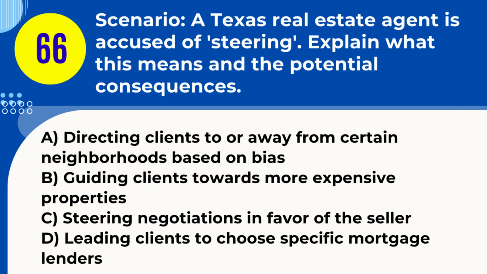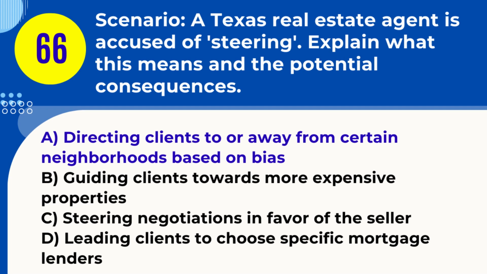Question 66. Scenario. A Texas real estate agent is accused of steering. Explain what this means and the potential consequences. A. Directing clients to or away from certain neighborhoods based on bias. B. Guiding clients towards more expensive properties. C. Steering negotiations in favor of the seller. D. Leading clients to choose specific mortgage lenders.